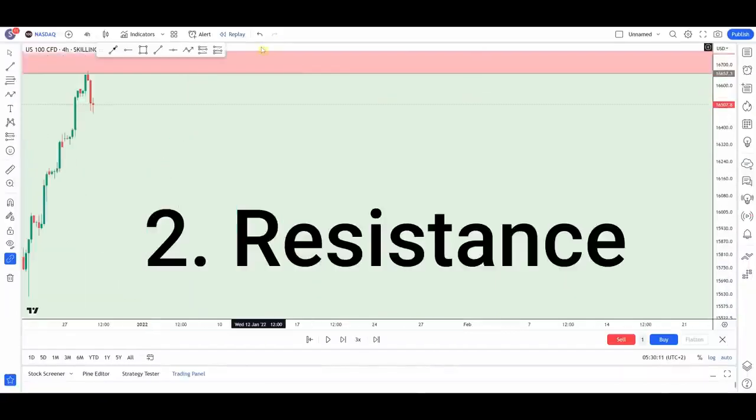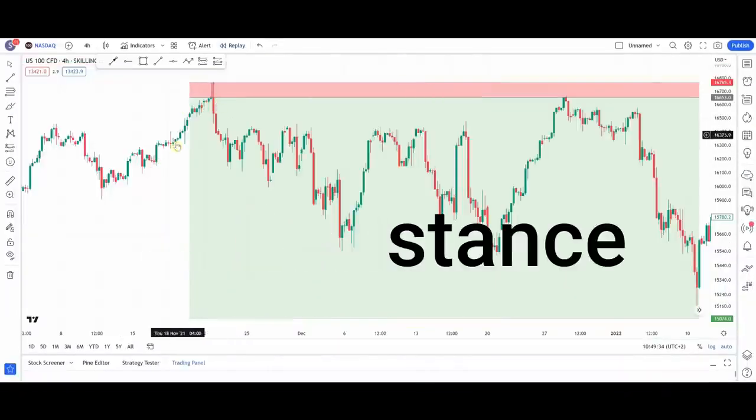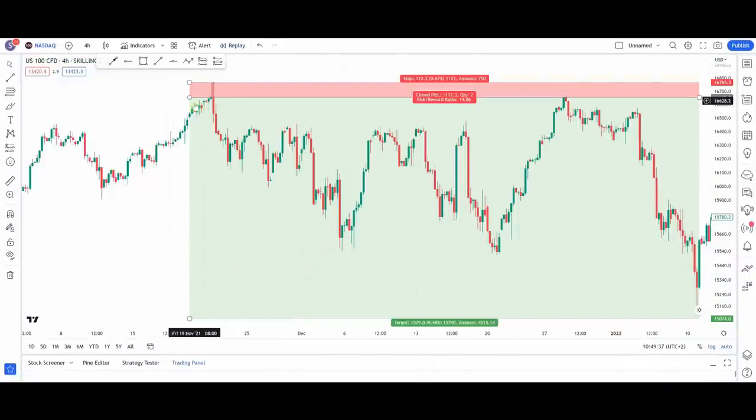The second reason why I sold here is because this is the resistance area. You can see that when the market got here, it rejected. So it formed the resistance area. This is our new resistance area. Every time the market comes back here, it means it's also going to reject. So that is the second reason why I sold this market here.